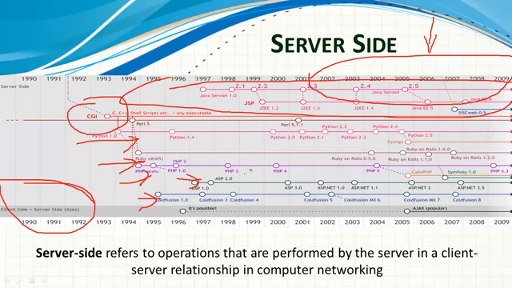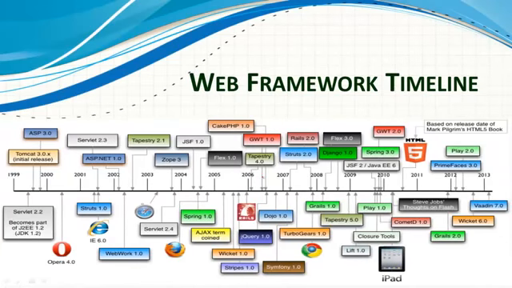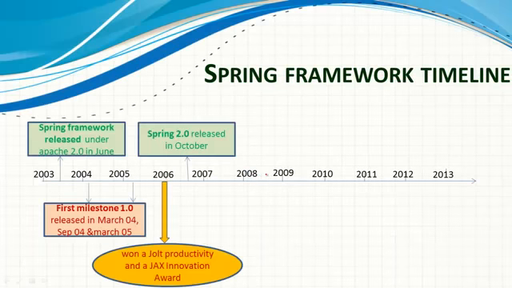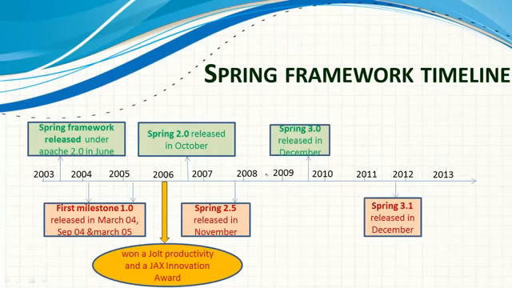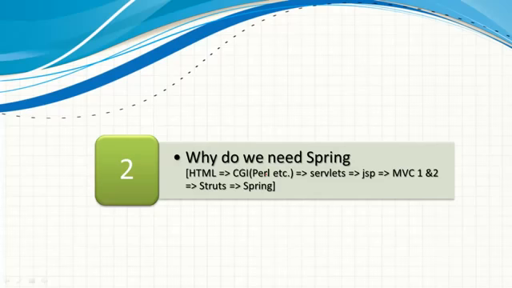So we saw these, and then we saw the web framework timeline, the different frameworks that came into the picture and the timeline associated with it. And then we saw the Spring framework timeline itself, when it was first released and the different versions associated with these releases. So this concluded the timeline section.